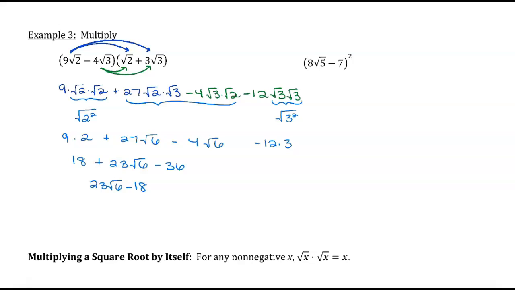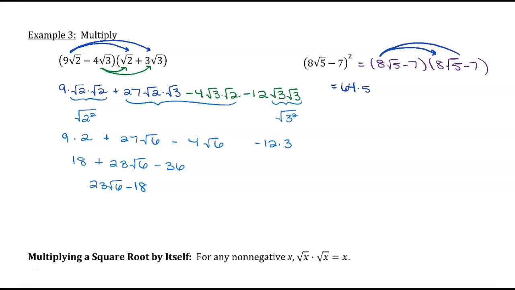Looking at this next example, 8 root 5 minus 7 squared, it's important to recognize that this is the product of 8 root 5 minus 7 and itself. So we still need to use the distributive property. First, we have 8 root 5 times itself. 8 times 8 is 64, and root 5 times root 5, or root 5 multiplied by itself, is simply 5.